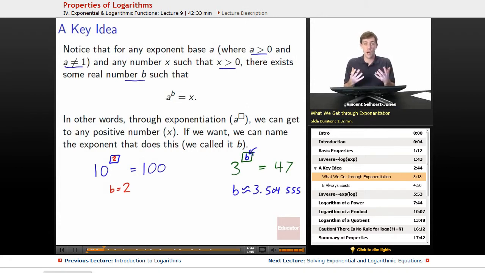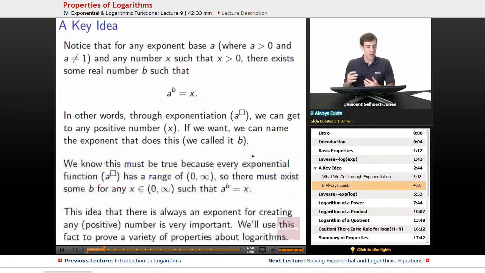But that doesn't mean we can't talk about it. We can not know what something is precisely and still talk about it as a general idea. So we know this has to be true because every exponential function, a to the something, has a range of 0 to infinity. We've talked about this before, and you can see it in the graphs of it. So since it has a range of 0 to infinity, since any number can come out of it as long as it's a positive number, then there has to be some b that will make that number between 0 and infinity. So for any x contained in 0 to infinity, for any positive number x, there has to be some b that when we plug it in here, we will wind up getting a to the b equals x.